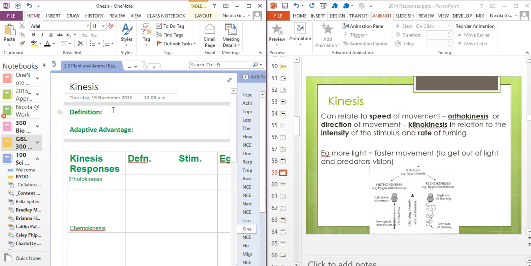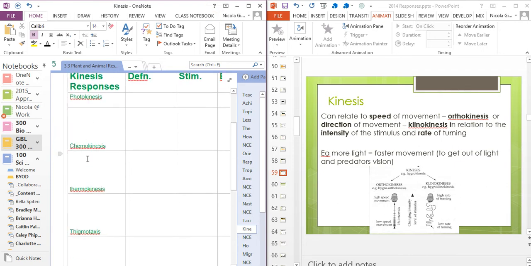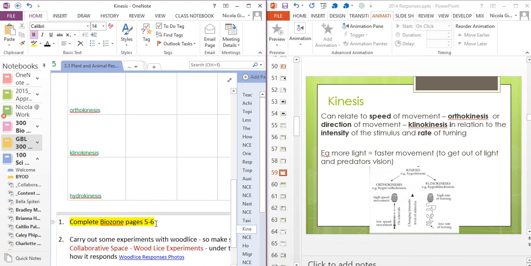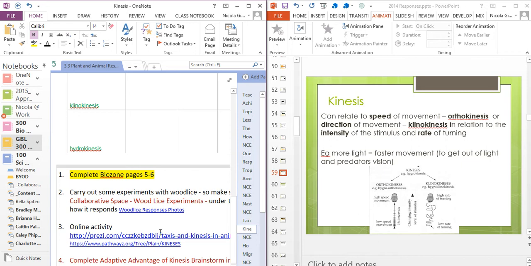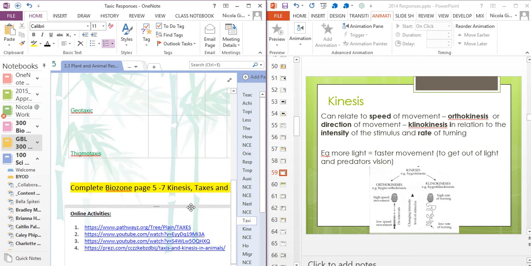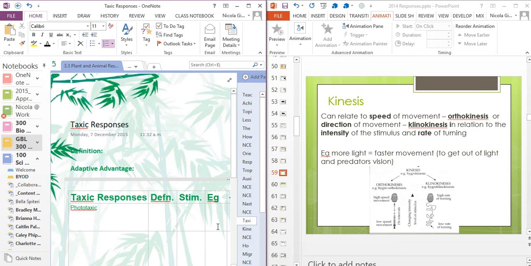So again, you need to fill in your OneNote a definition and advantage. Go through and see if you can find some examples of these different types of kinesises, and then go and have a go at biozone 5 and 6. There's an online activity there looking at the differences. There's a brainstorm that you can do on the advantages, and also 5 to 7 in biozone on kinesis.